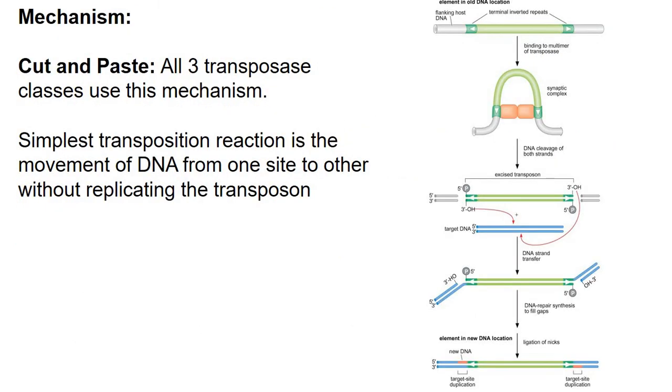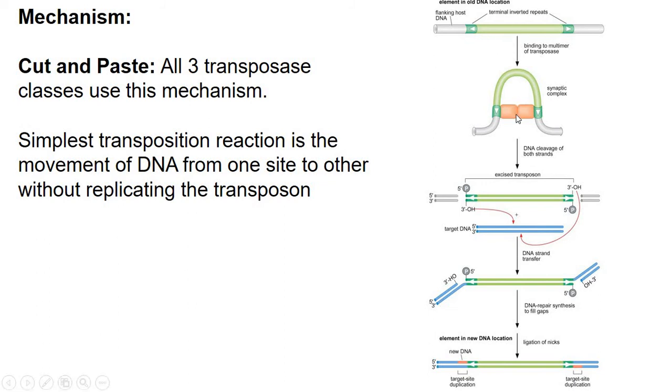Okay, so let's talk about transposase mechanism, how the transposable elements move themselves from one place to another place. One of the common mechanisms is cut and paste. All three classes of transposases use this cut and paste mechanism. So here, this is an element in the old DNA location. This is an example of a DNA transposable element. This is the flanking host DNA. These are the inverted repeats, and this is the central portion that will code for transposase or integrase.